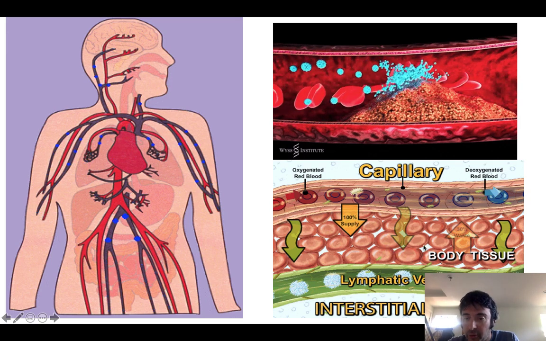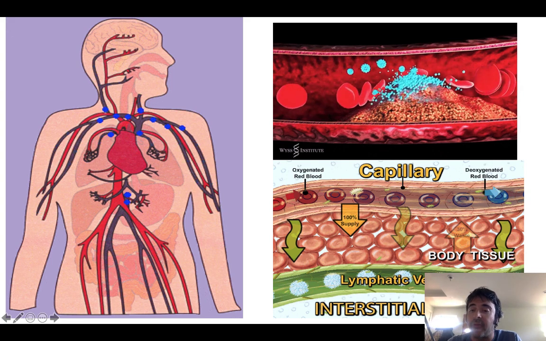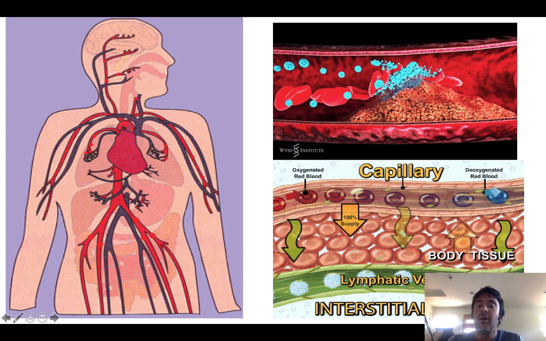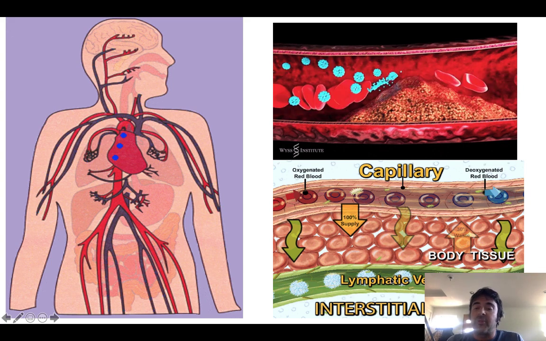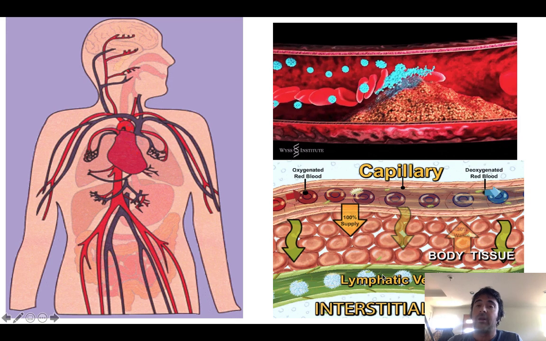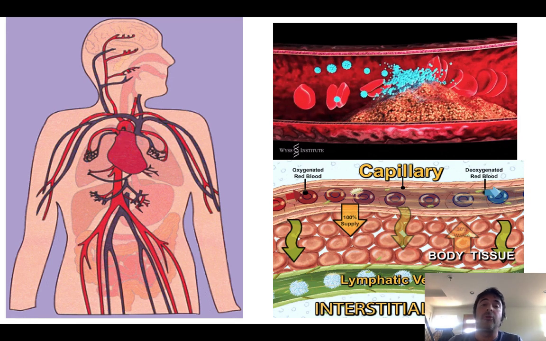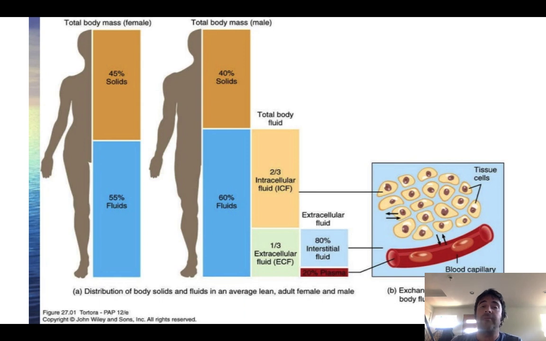When that fluid moves from the interstitial space into the lymphatic capillary, that fluid is now called lymph. So there are three types of extracellular fluid to be familiar with: plasma, interstitial fluid, and lymph. The most important are plasma and interstitial fluid for the discussion that we're going to be having.